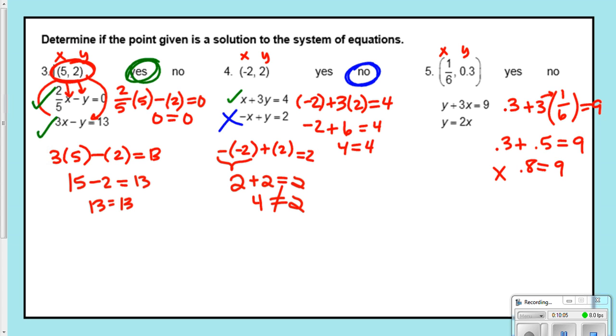Absolutely not, right? Because it already does not work for the first equation, I'm going to just put a big old no before I even get to the second one, because I already know it doesn't work. Okay? So again, if it is a solution, it should plug into both equations and work out just fine.